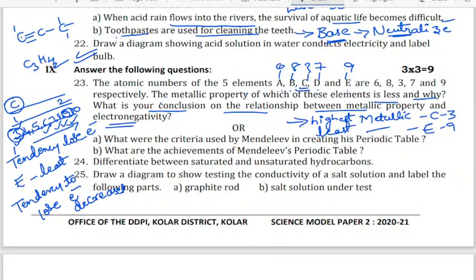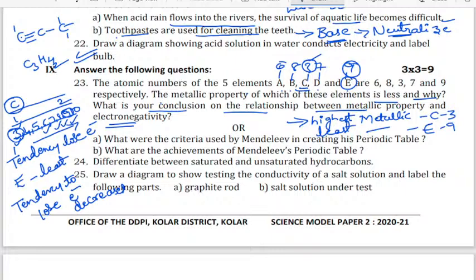Everybody understood this concept, children? I hope you all have understood this concept. So which element is having the least metallic property and which is having the highest metallic property? See, C with the atomic number 3 is having the highest metallic property. Element E with the atomic number 9 is having the least metallic property. This is what you want to understand.